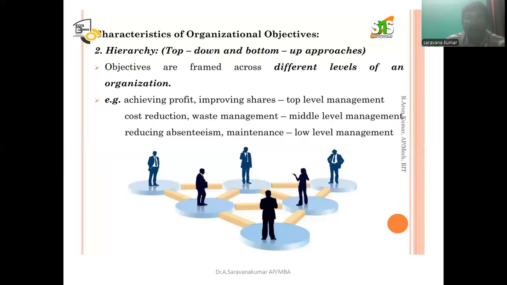Hierarchy, top-down and bottom-up approaches. Objectives are framed across different levels of an organization. Example, achieving profit, improving stats. That will belong to the top level management. Cost reduction, waste management, it will be middle level management. This means production managers. Reducing absenteeism, maintenance, it will be carried out by low level management. Because in case of absenteeism, the work will be stopped. So reducing absenteeism and maintenance.